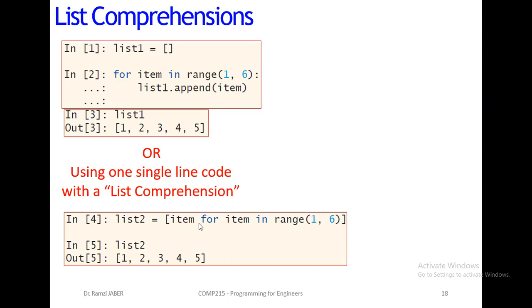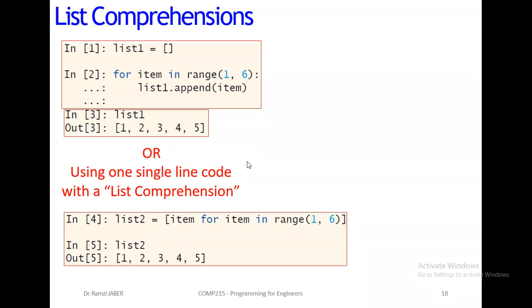So the output will be first, no comma, only spaces: item, space, for item in range 1 to 6. This means the same as the 3 lines: for item in range 1 to 6, append, add this item. So we can use this line instead of these 3 lines. Of course, it's optional. You can do that or that. So now list2 contains 1 to 5.